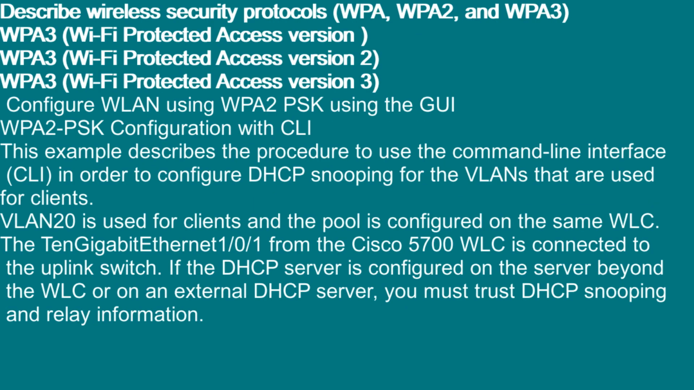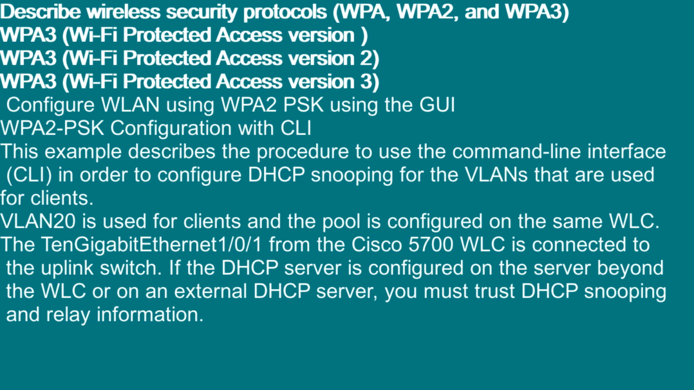Describe wireless security protocols: WPA, WPA2, and WPA3. WPA, Wi-Fi Protected Access Version 1. WPA2, Wi-Fi Protected Access Version 2. WPA3, Wi-Fi Protected Access Version 3. Configure WLAN using WPA2 PSK using the GUI. WPA2 PSK configuration with CLI.